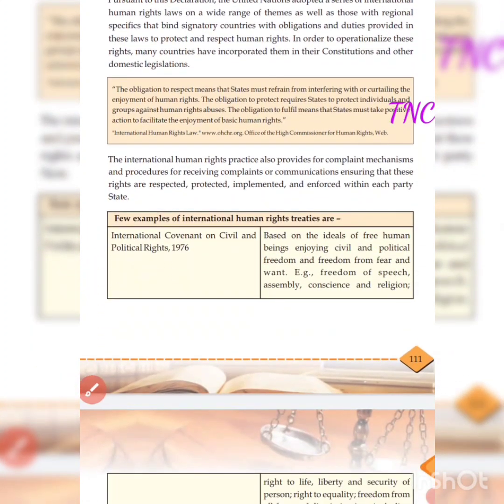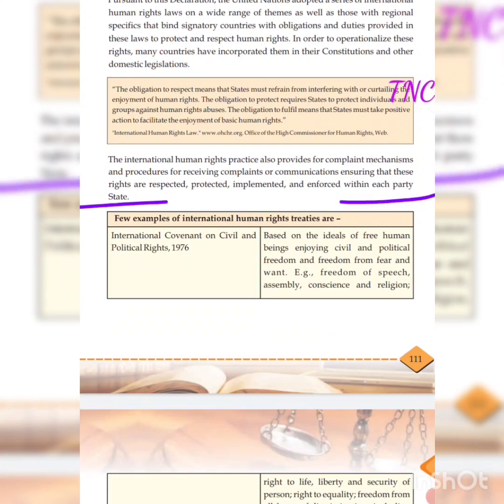The international human rights practice also provides for complaint mechanisms and procedures for receiving complaints or communications, ensuring that these rights are respected, protected, implemented, and enforced within each party state. Party state means those who have signed it or those who have agreed to this declaration.